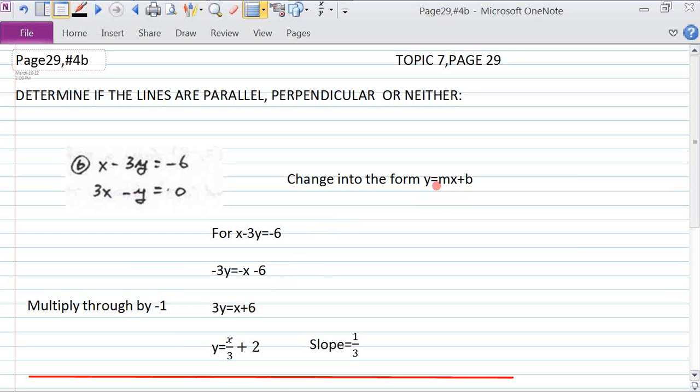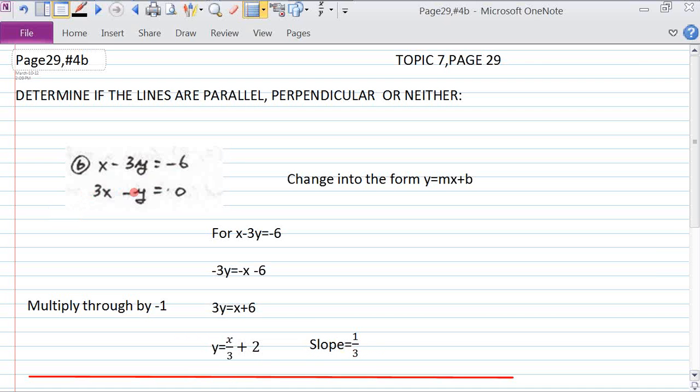Now, to get it into the form y equals mx plus b, I divide this by 3. I get y. Divide x by 3, I get x over 3. And here I divide 6 by 3, I get plus 2. The slope is the coefficient of x, which is 1/3, because this is really the same as saying 1/3 x. So I know the slope is 1/3.